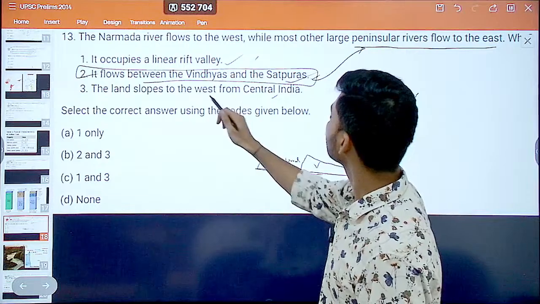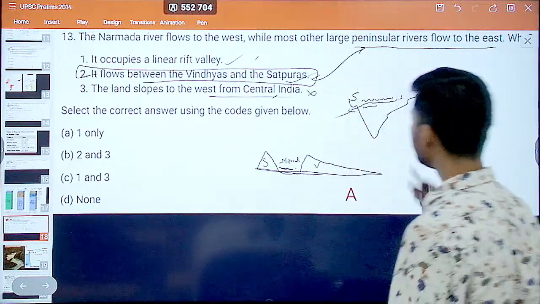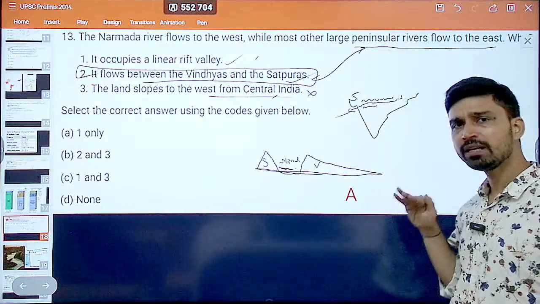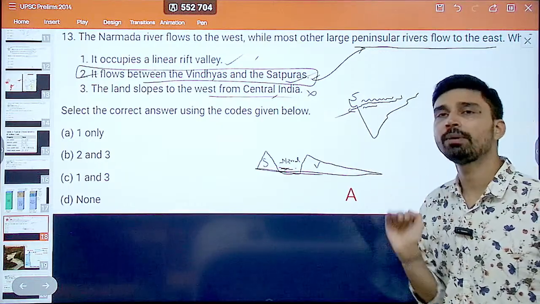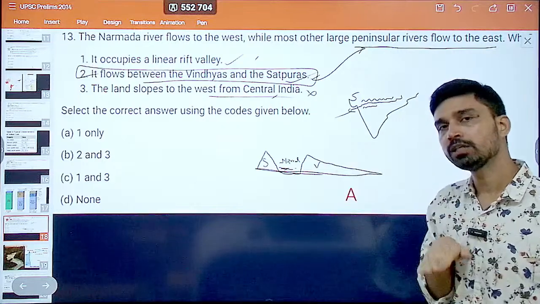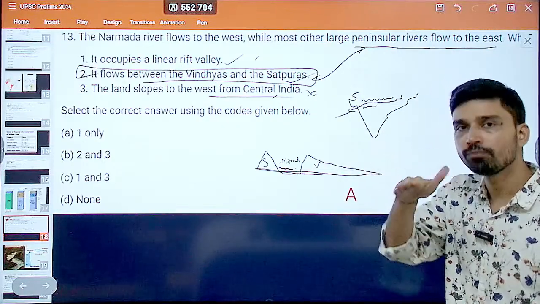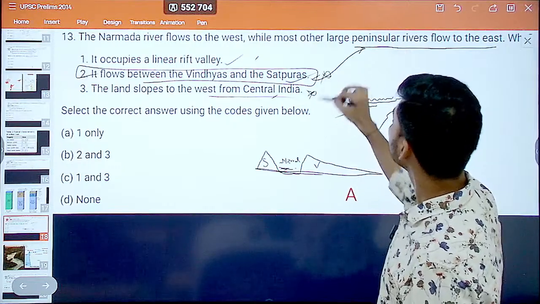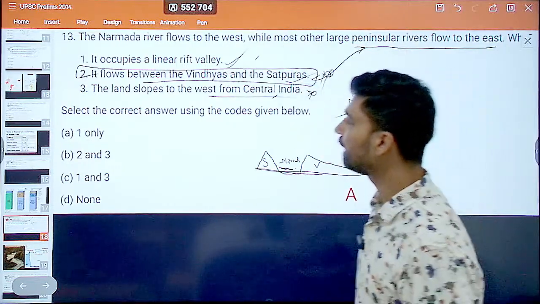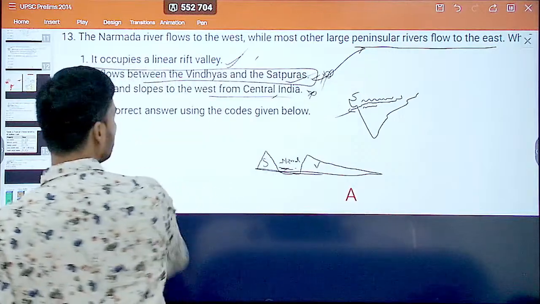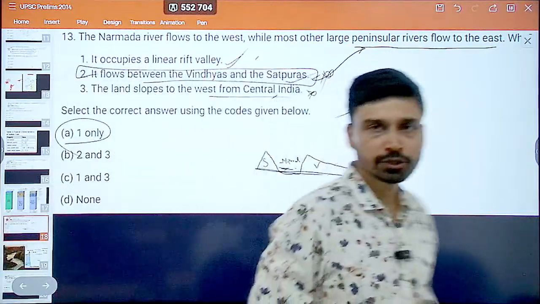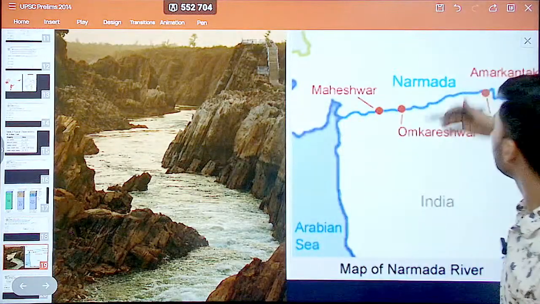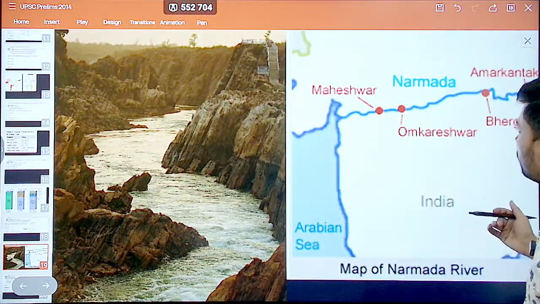Land slopes to the west from central India, that is also incorrect, because this entire Indian landmass is tilted to the east. It is because of the way the collision has happened between the Indian plate and Eurasian plate. That is why the entire Indian landmass is tilted from northwest to the southeast. That is incorrect. This is correct but not relevant to our question. So, correct option will be A only, that the reason why Narmada river is flowing in the western direction is because it flows in the linear rift valley lying between Vindhya in the north and Satpura in the south.